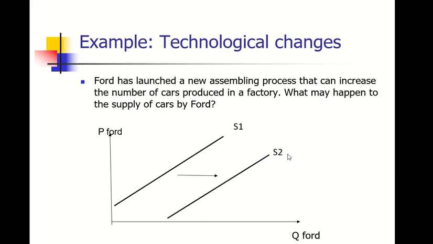So a new assembling process is a technological change. And in this question, we are told that it can increase the number of cars produced in a factory. So obviously, it increases the production. Okay? So for every single price level, we can see that Ford is more willing and able to sell more. Therefore, we have an increase in the supply.